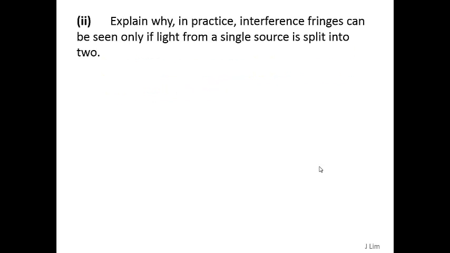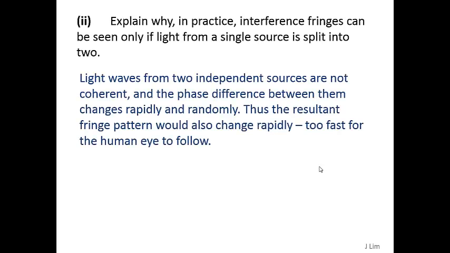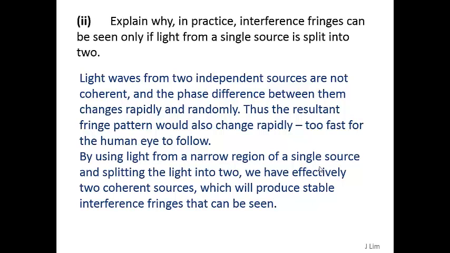Explain why, in practice, interference fringes can be seen only if light from a single source is split into two. Light from two independent sources is not coherent, and the phase difference between them changes rapidly and randomly. Thus, the resultant fringe pattern would also change rapidly, too fast for the human eye to follow. By using light from a narrow region of a single source and splitting the light into two, we have effectively two coherent sources which will produce stable interference fringes that can be seen.